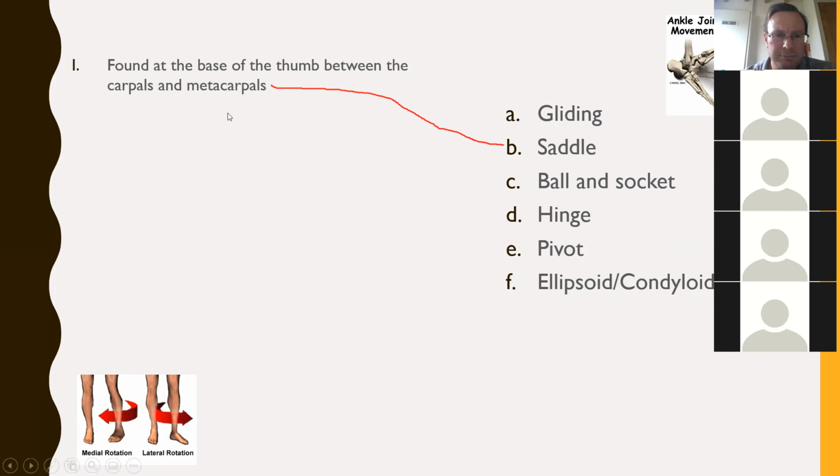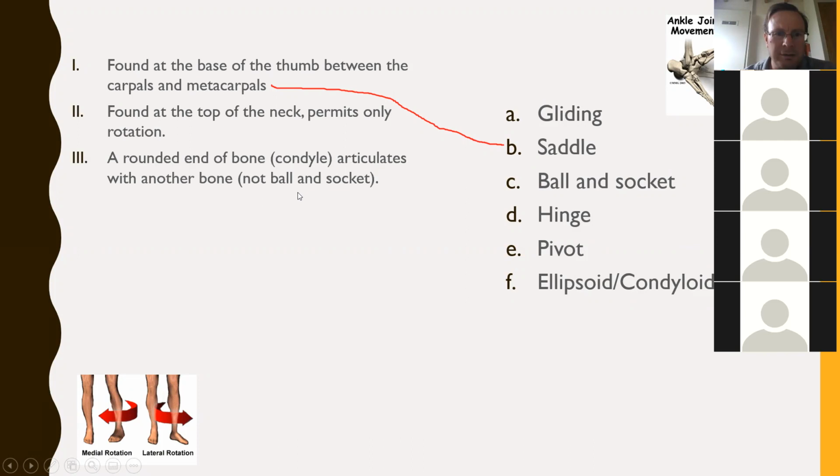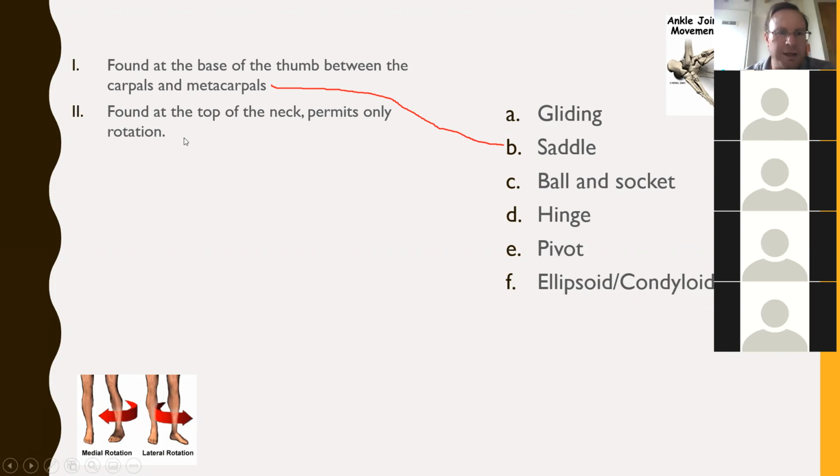So next up. Found at the top of the neck, permits only rotation. Anyone? Found at the top of the neck, permits only rotation. That's it. So that was a pivot.